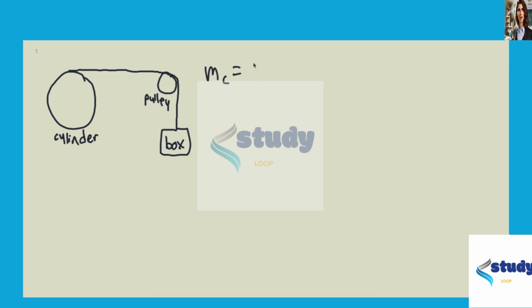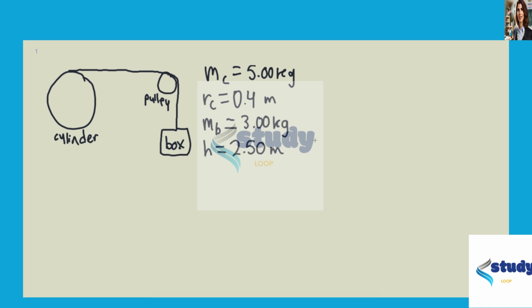So the mass of the cylinder, 5 kilograms. Radius of the cylinder, 40 centimeters or 0.4 meters. Mass of the box, 3 kilograms. The height, 2.5 meters. We also have the mass of the pulley, 2 kilograms. And the radius of the pulley, 20 centimeters or 0.2 meters. We can just immediately convert.